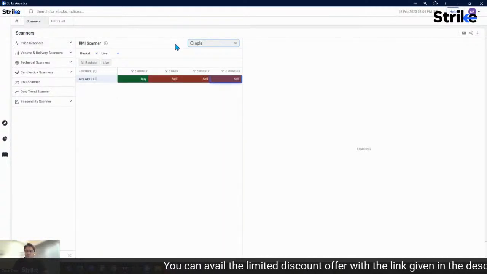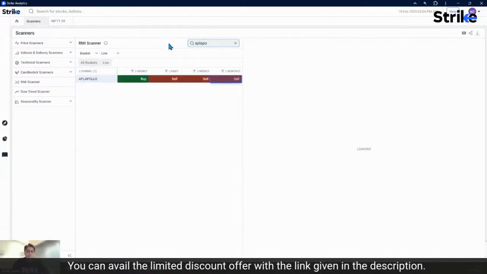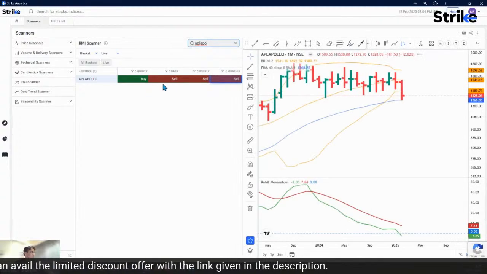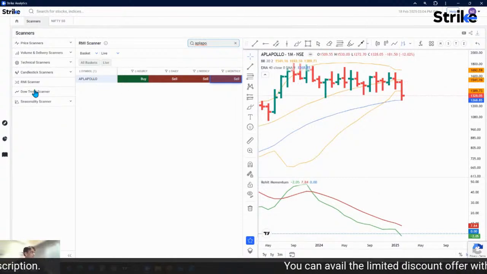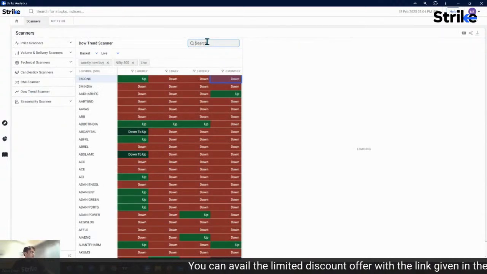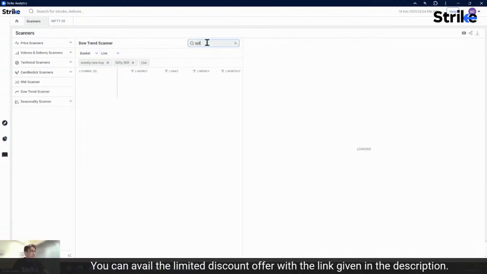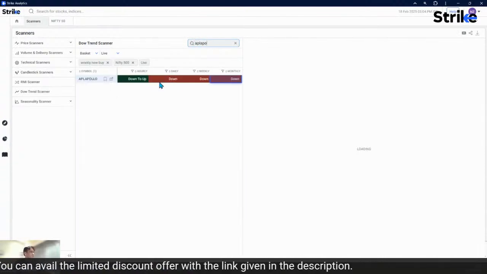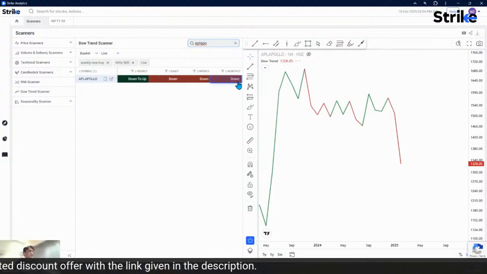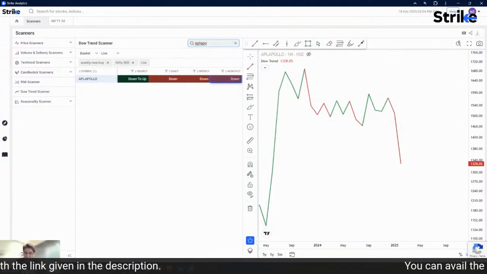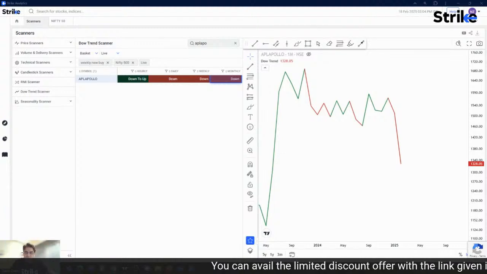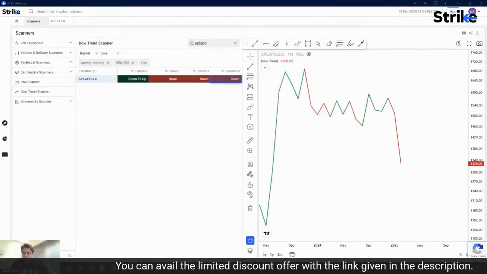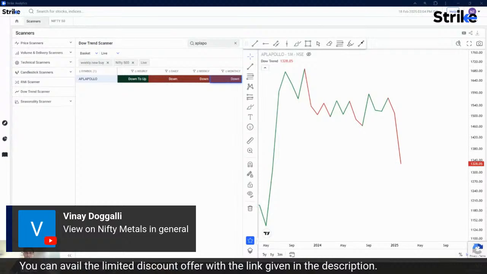Similarly, you can also look at APL Apollo. On the daily, weekly, and monthly, the momentum is in a sell mode for APL Apollo, and in the Dow Trend Scanner, the trend is also down. So very clearly it is seen over here. Yeah, Rajdeep Sharma ji, I hope it is understood. Okay, Vinay has asked about metals.